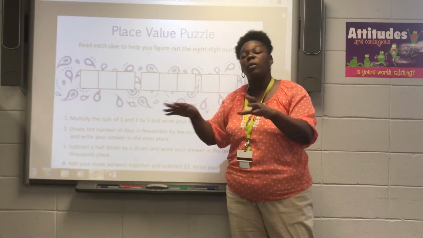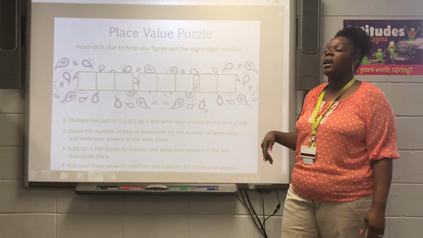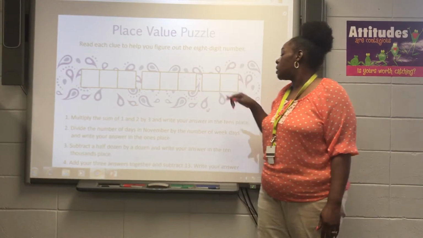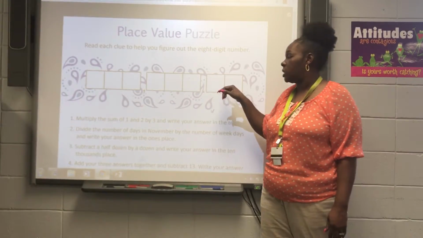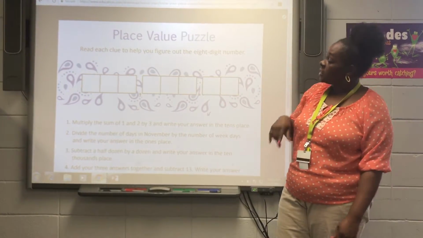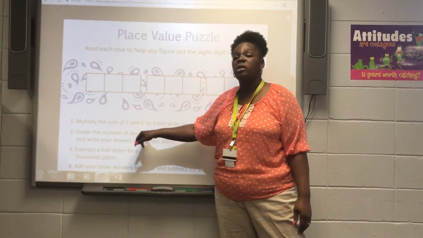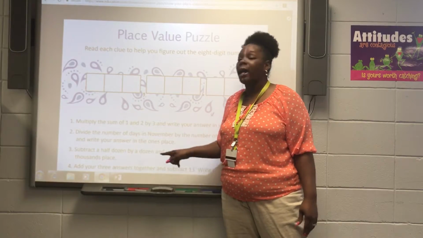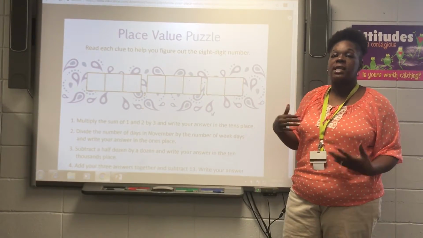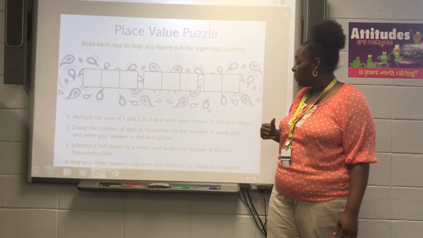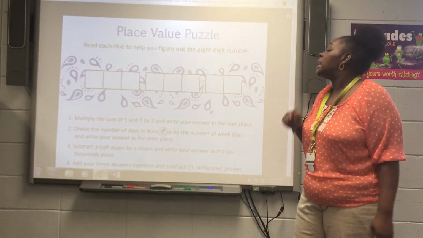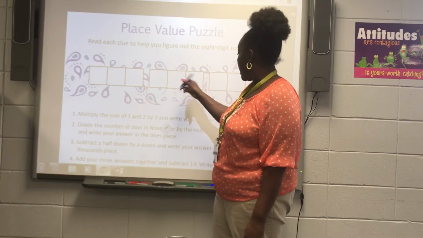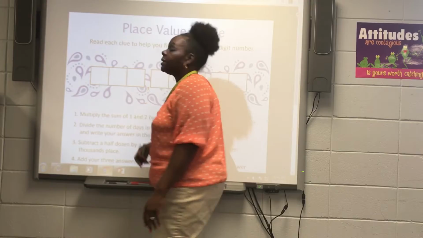So as a group, they will work together and come up with their answer. The group will raise their hand. I will choose one of the students to come up and write the answer to number 1 in the tens spot. Right here it says that we are going to add 1 and 2, which gives us 3. And it says we're going to multiply the sum of that by 3. So 3 times 3 is 9. So the student would come up here and write 9 in the tens place. So we have our ones and our tens, and here we will write 9.